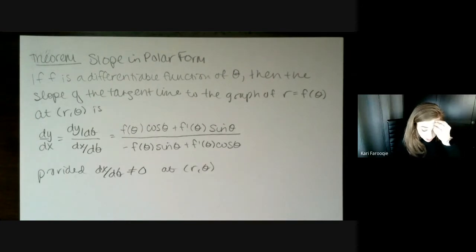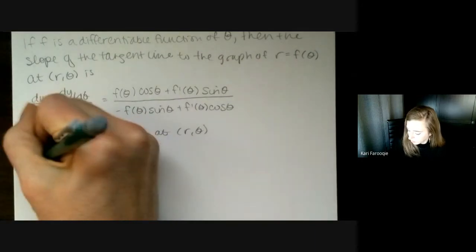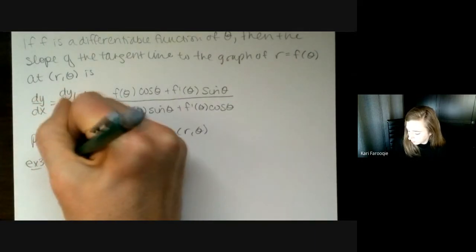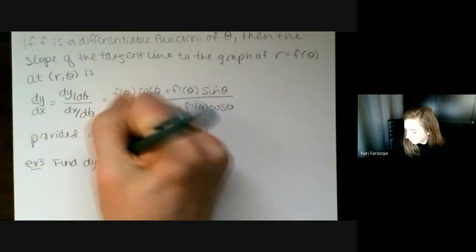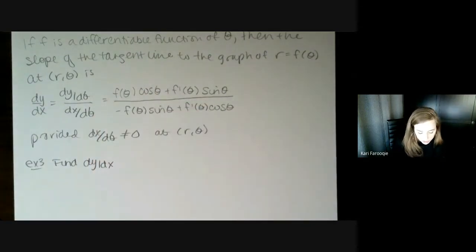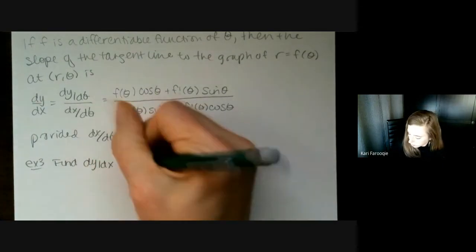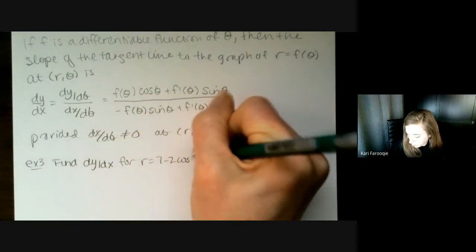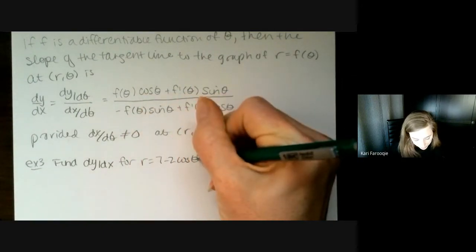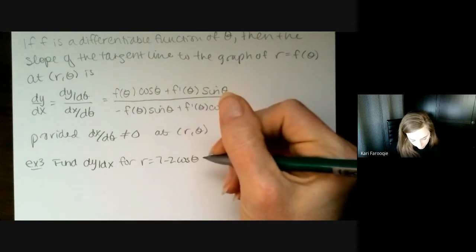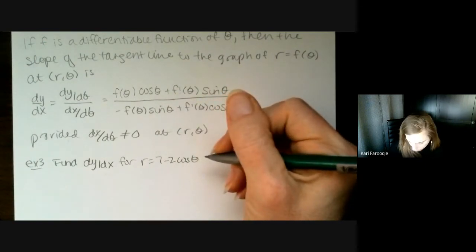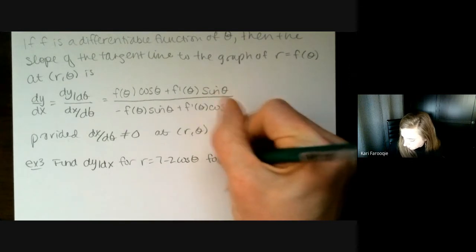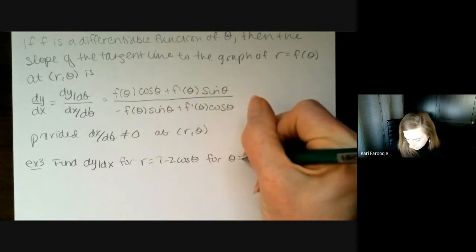Okay, so we are going to find dy dx. Example 3. Find dy dx for r equals 7 minus 2 cosine theta. And we don't need to look at this for too many points. We'll just focus on this at theta equals pi over 3.